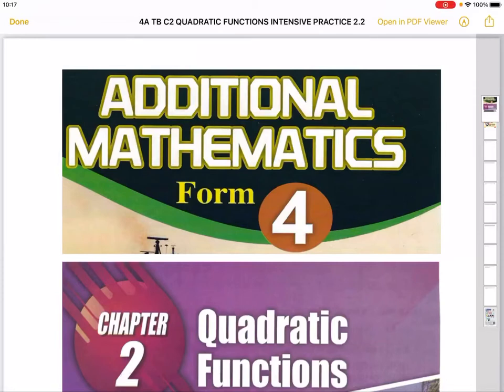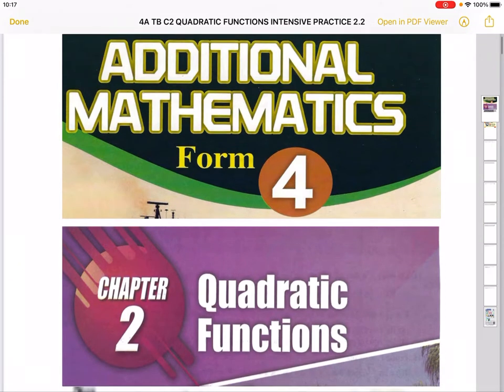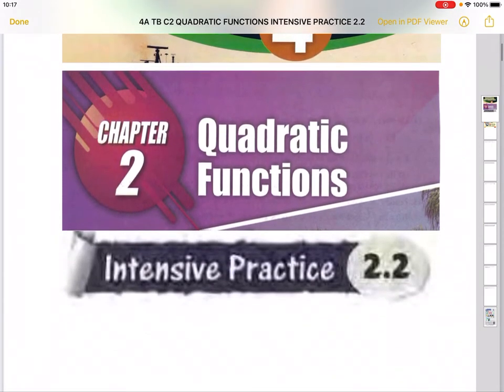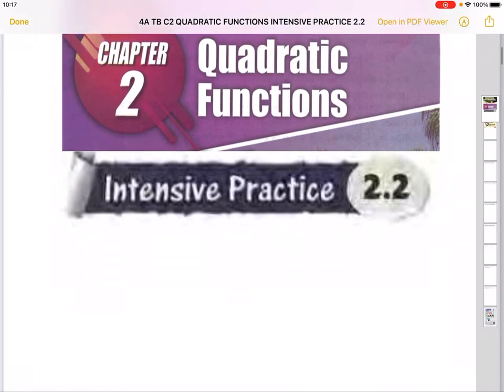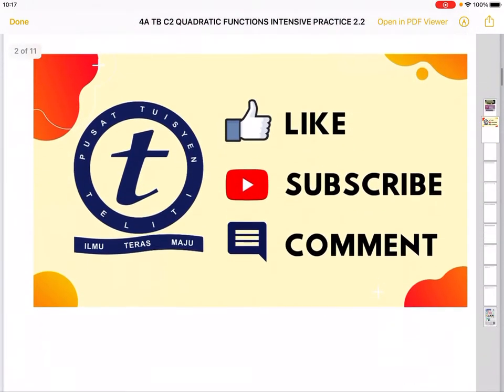Hello and welcome. This is the Additional Mathematics Form 4 KSSM discussion on the textbook question, Chapter 2, Quadratic Function, Intensive Practice 2.2.